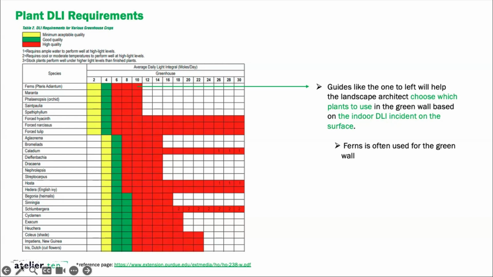And you can see that it's not one number specifically, it's more of a range. So there is a minimum acceptable quality. But in order for it to be fully healthy and have a high quality in terms of plant growth, you need to be in that red range. Some of them have wider ranges, some of them have much narrower ranges.